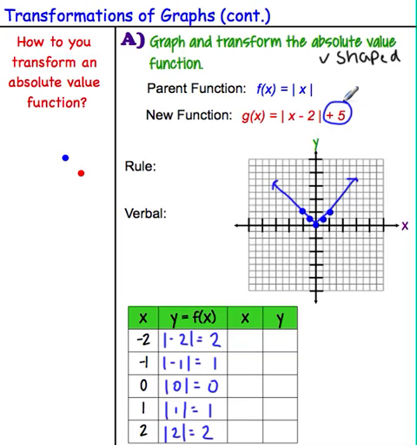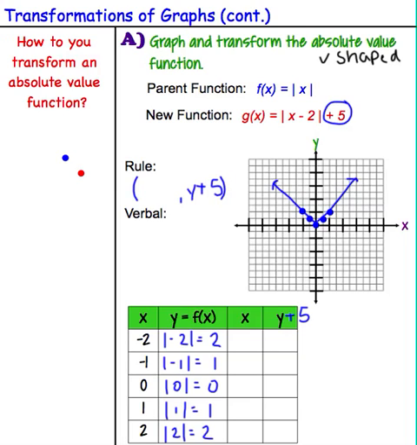So I'm going to do 2 things. One, I'm going to write a plus 5 over here so I remember. And I'm going to start writing my rule. What I want for your rule is I want you to write what the ordered pair looks like. And I know that mine is y plus 5. And we'll work on the verbal in just a second.